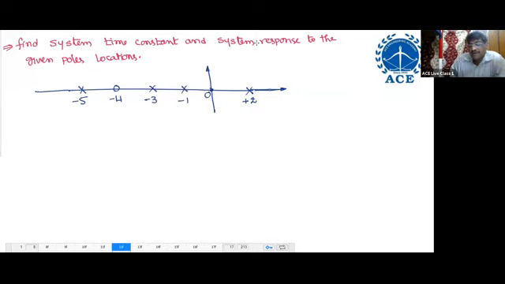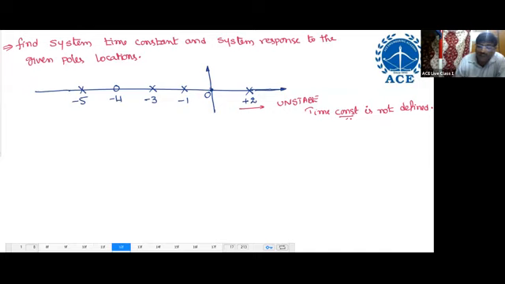Listen. Here, how can you say 2 seconds? System time constant is valid only for a stable system. The given system is unstable. Time constant is not defined.